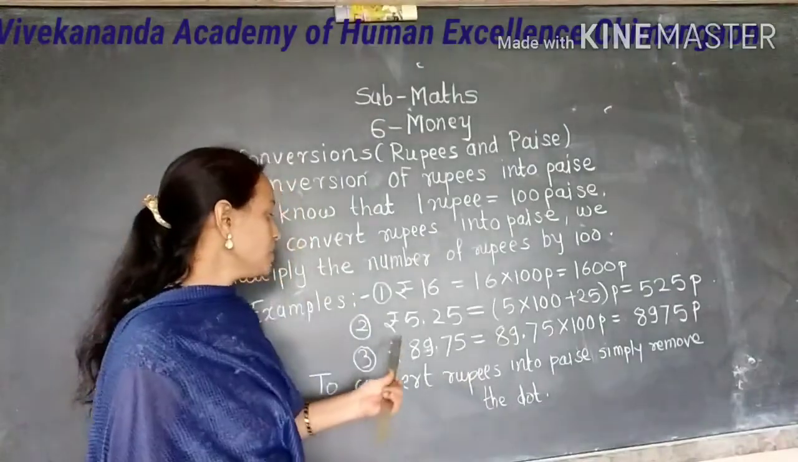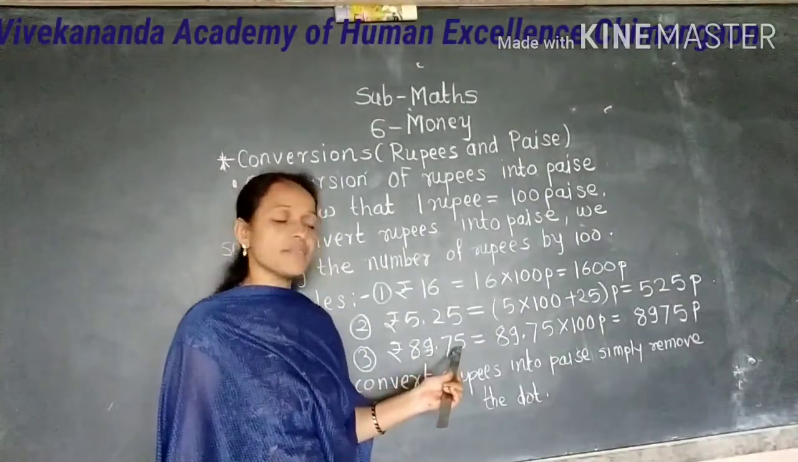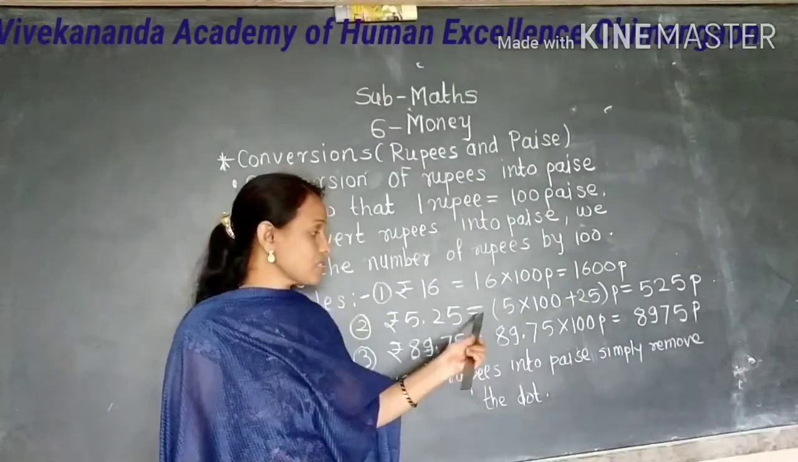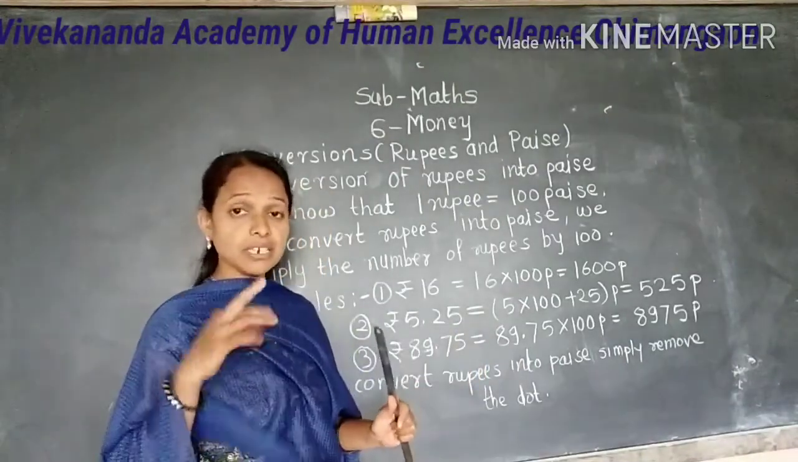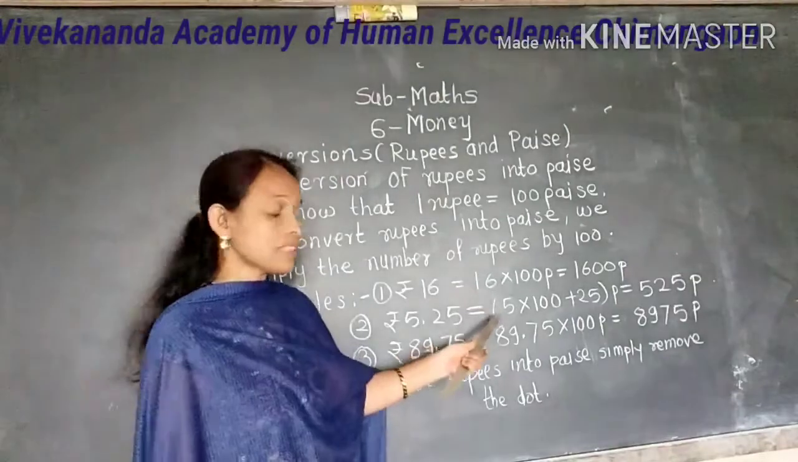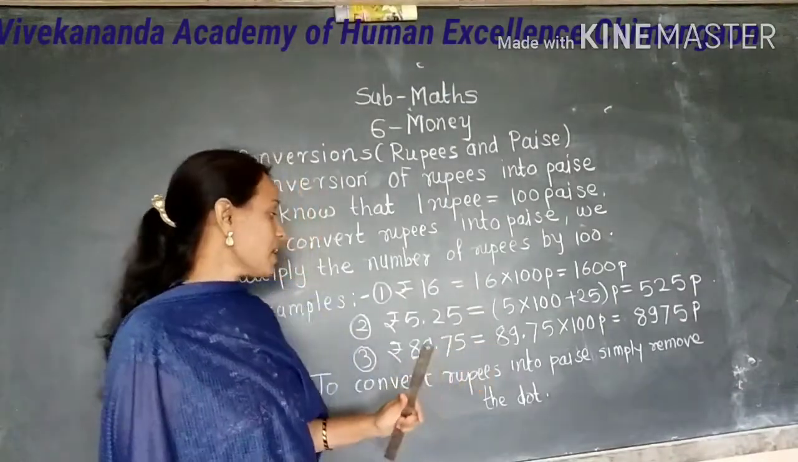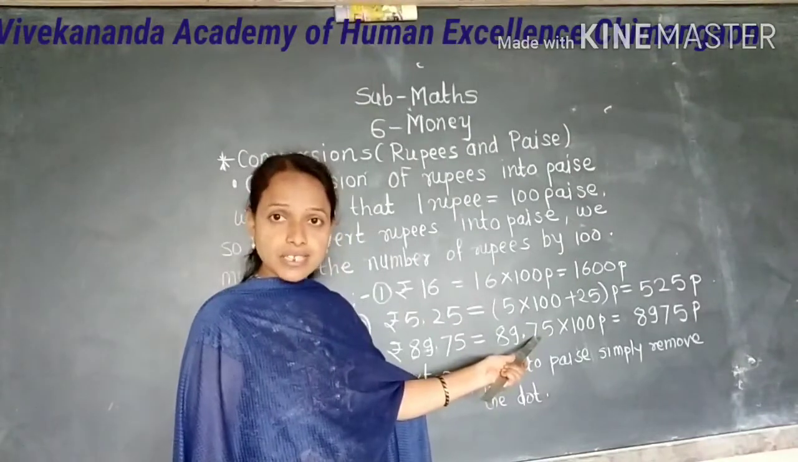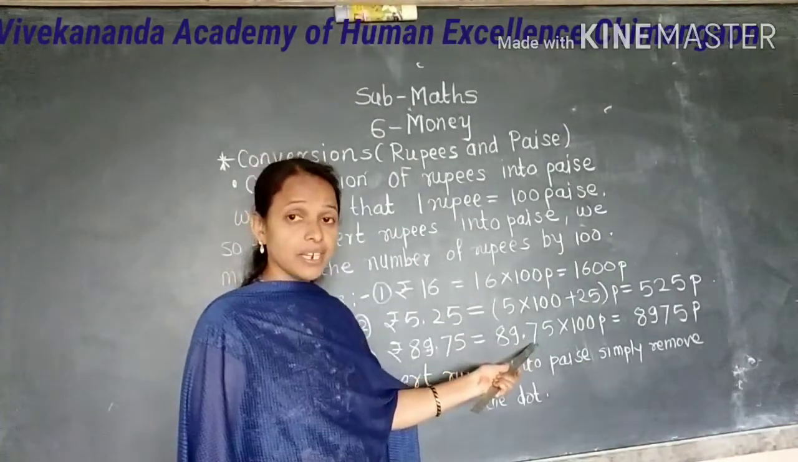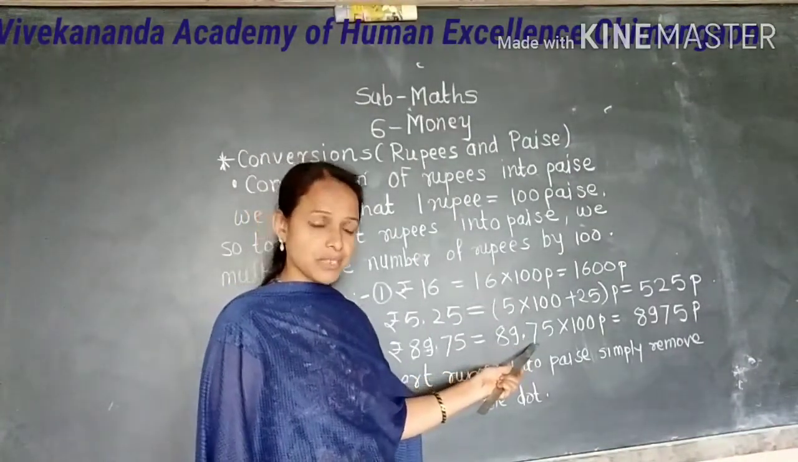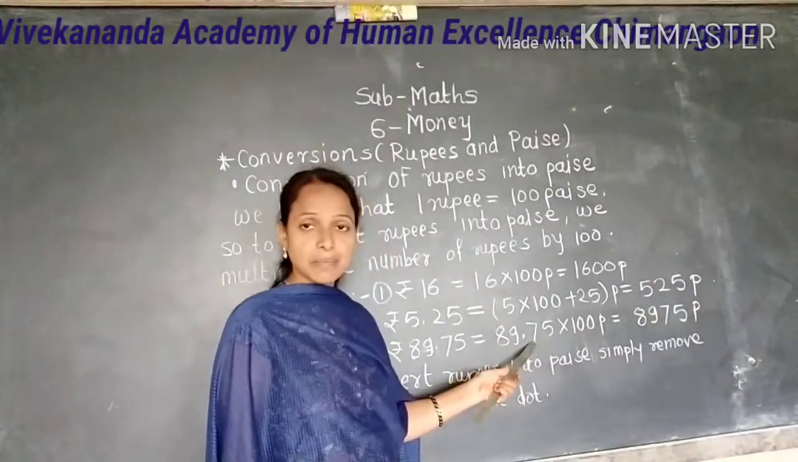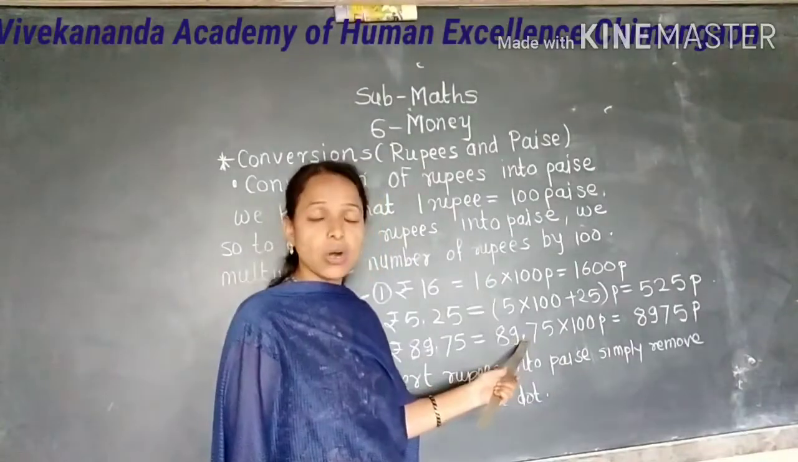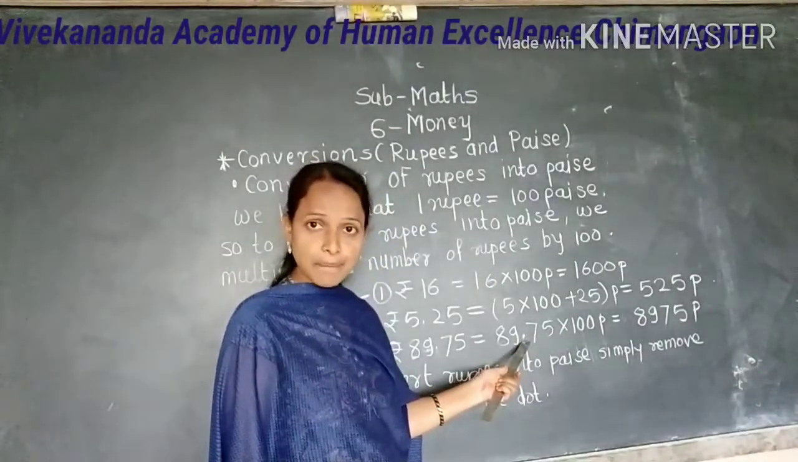Next example, 89 rupees 75 paise. One more method is there. The example is the same, but we can solve it in two methods. One method I have explained. Second method: see 89.75, there is a middle dot that separates rupees and paise. So you directly multiply this number by 100 and only remove the dot which is given in the number.